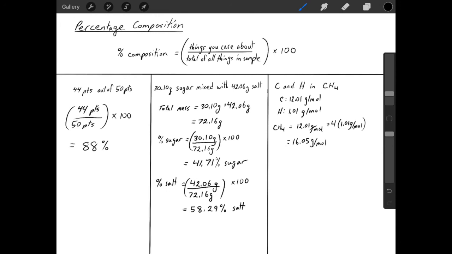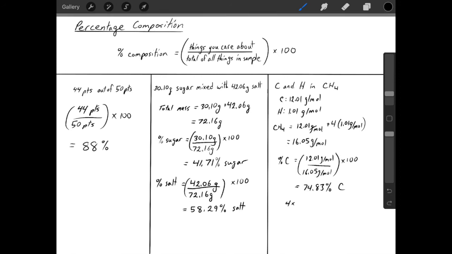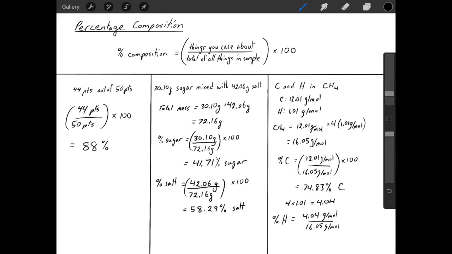So to find the percentage of carbon, we take the mass of carbon and divide it by the total mass. And the percentage of hydrogen has to be calculated a little bit differently. We can't just take 1.01 grams and divide it by the total mass of methane. There are 4 hydrogens in that sample, so we have to take the mass of 4 hydrogens. And we find that there is 25.17% hydrogen in a random sample of methane.